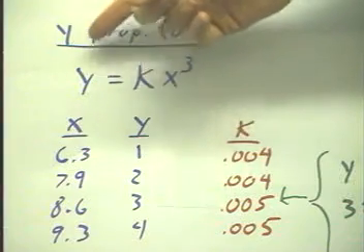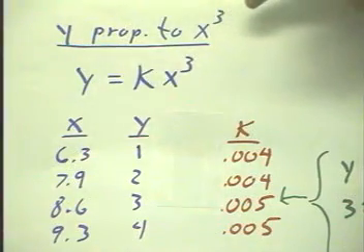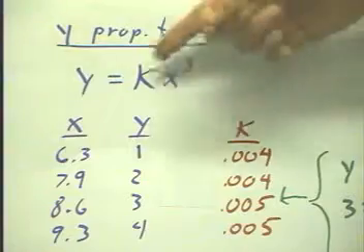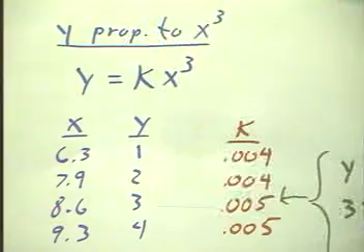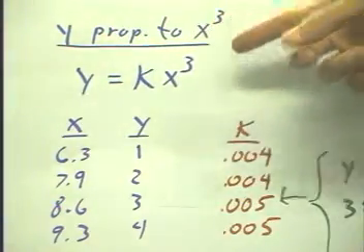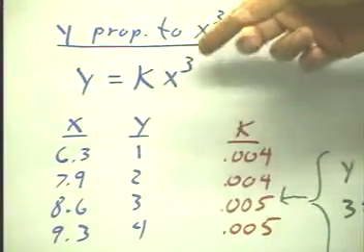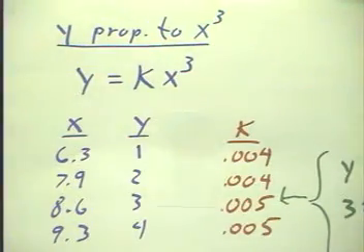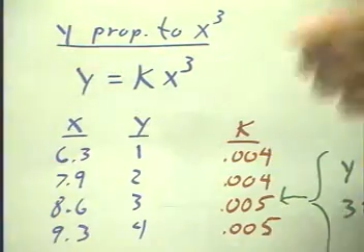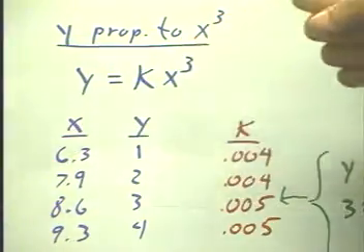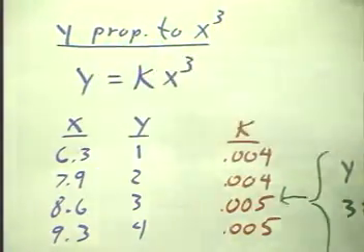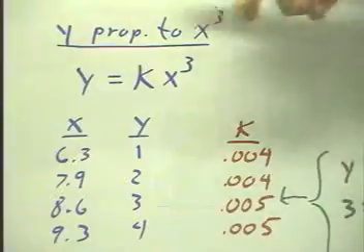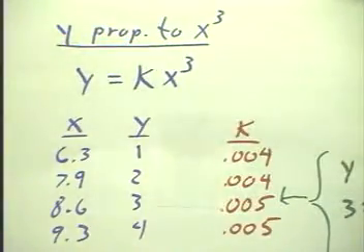In that case, we say y is proportional to x cubed, because it grows in the 3 directions, and we write y equals kx cubed to designate that proportionality. If we had another quantity that was proportional to x squared, we'd write y equals kx squared. If we had something that was inversely proportional, we'd write y equals k times 1 over x. If we say y is proportional to x, we simply write y equals kx. So we have this way of writing proportionality.